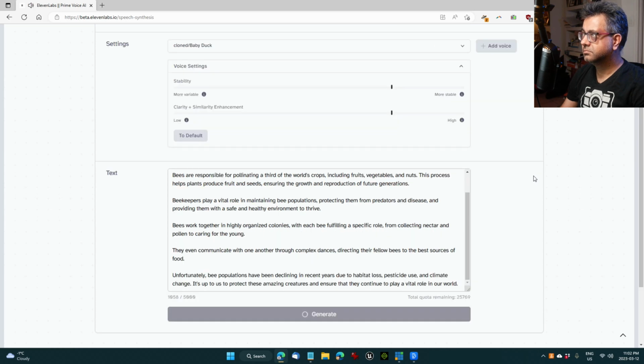Bees, one of nature's most essential creatures. Without them, our food sources would diminish drastically. Let's take a closer look at these amazing insects. Bees are responsible for pollinating a third of the world's crops, including fruits, vegetables, and nuts.